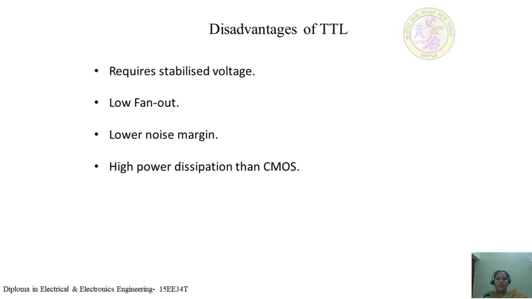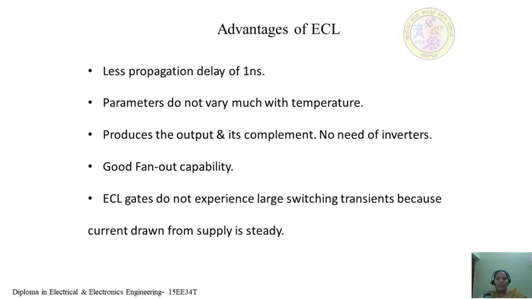Let me repeat the disadvantages of TTL. It requires a stabilized voltage. Stabilized voltage means it requires a constant voltage. It has a lesser number of fan outs. Next disadvantage we can say it has a lesser noise margin and it requires more power for its operation when compared to CMOS logic families.